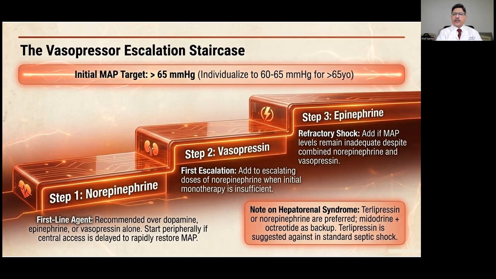Note on hepatorenal syndrome: if the patient has liver disease and renal syndrome in AKI, terlipressin or norepinephrine are preferred. Midodrine and octreotide are backup. Terlipressin is suggested as having an edge against a standard septic shock.